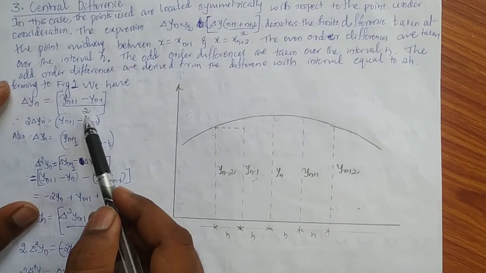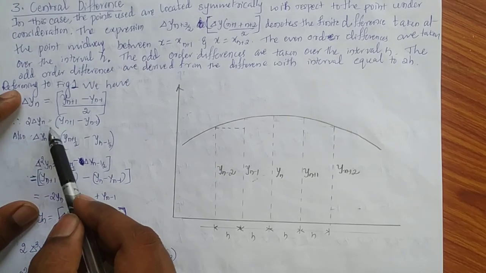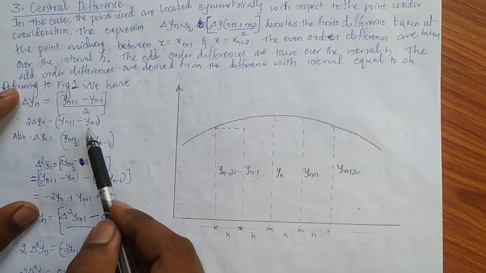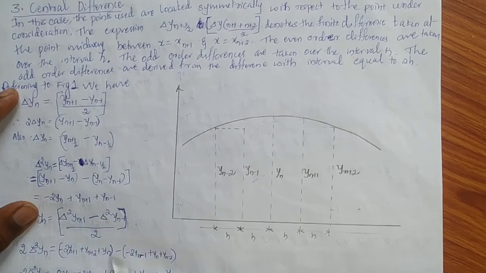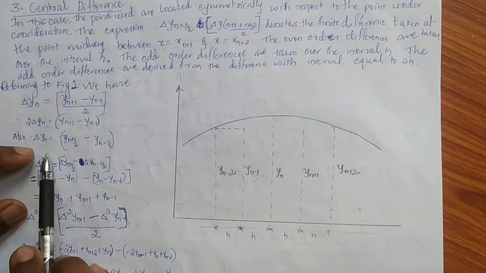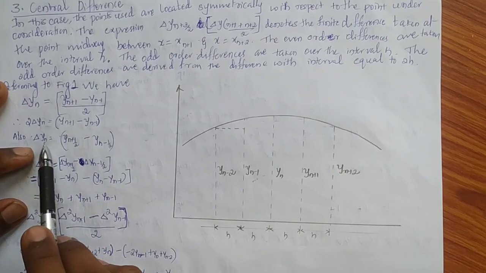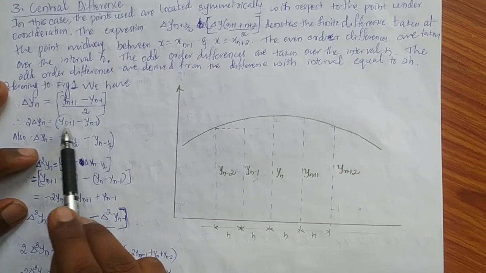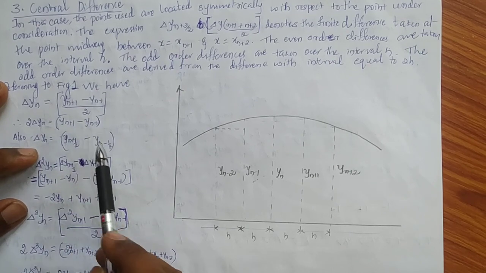Or what you can do is you can write delta yn equal to yn plus 1 minus yn minus 1. Next, one more, and this can also be written as delta yn equal to that divided by 2. You can, because anyhow you have this one, right?